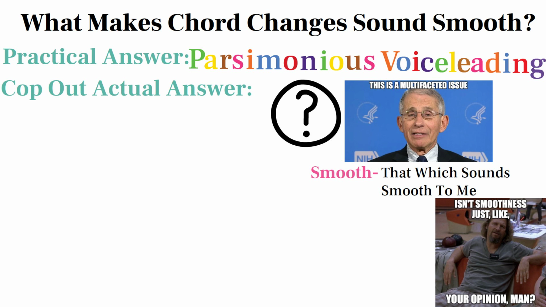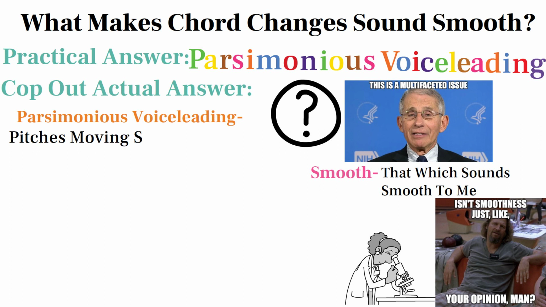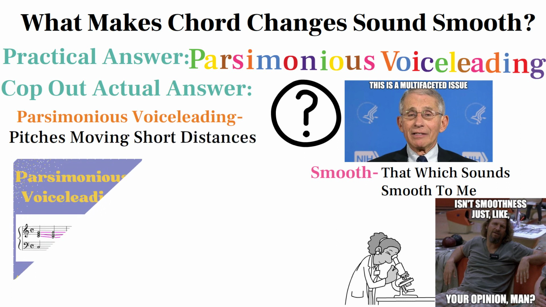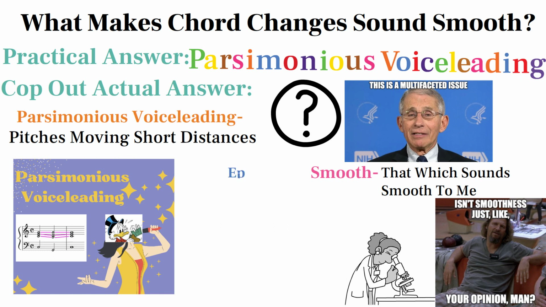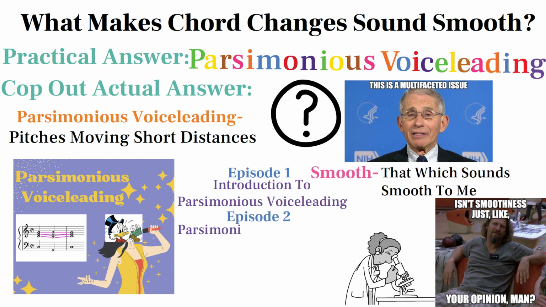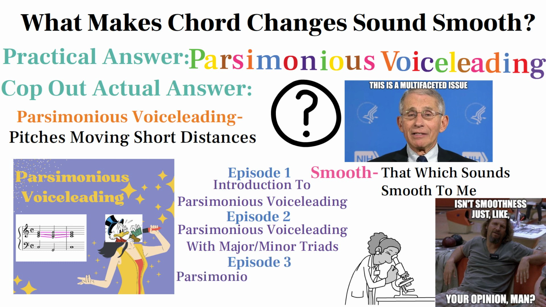voice leading. This is a term we can objectively observe in music and refers to pitches moving short distances rather than large distances. In this three-part series on parsimonious voice leading, we're going to start by introducing the concept of parsimonious voice leading in this video. In the second episode, we will apply it to major and minor triads, and in the third and final episode, we'll learn to apply parsimonious voice leading to any chord or set.